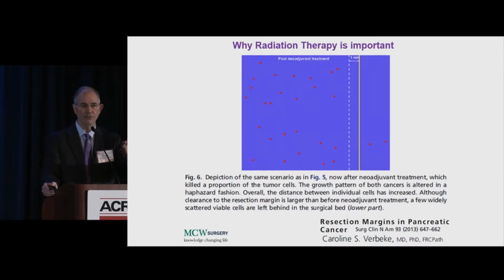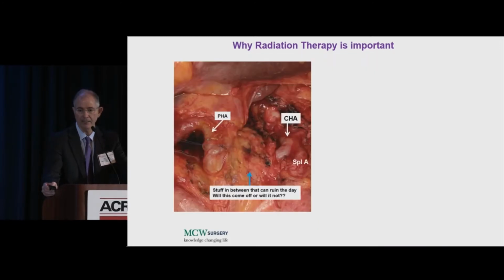So the autonomic nervous system goes around the SMA and the hepatic artery, goes right into the pancreas. The autonomic nerves can be thought of as miracle grow for tumor cells. That's a fertile area for them to grow and develop. And that's why this exactly happens, as illustrated by Carolyn. So this is in the operating room.